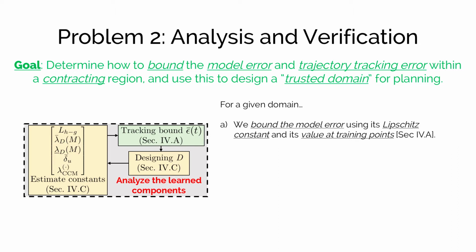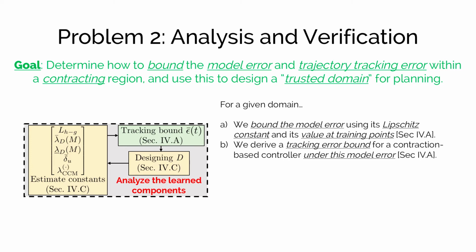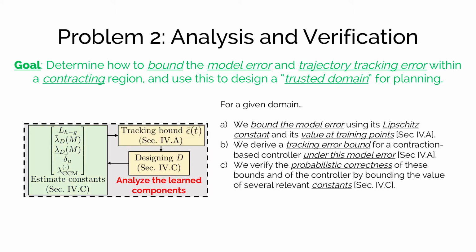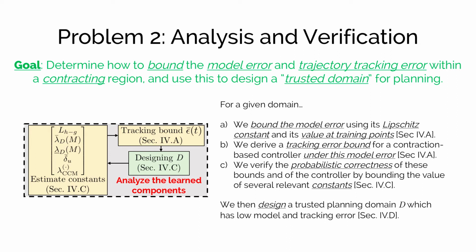We first derive a spatially varying model error bound within D using the Lipschitz constant of the error and the training error. We then derive a trajectory tracking error bound for a contraction-based controller which is subject to this model error description. This bound depends on obtaining valid over or under approximations of several constants. We provide a means to obtain probabilistically valid estimates of these constants, as well as a means to probabilistically verify that the controller is indeed contracting over the domain D. We can then use the size of the computed tracking error bound to inform whether or not we should redesign D to make it larger or smaller in order to make planning maximally permissive while also safe.